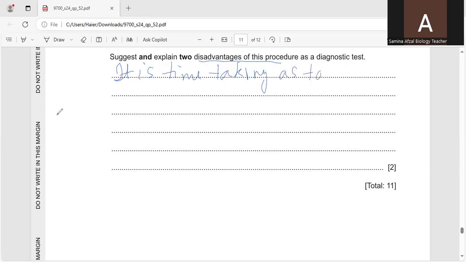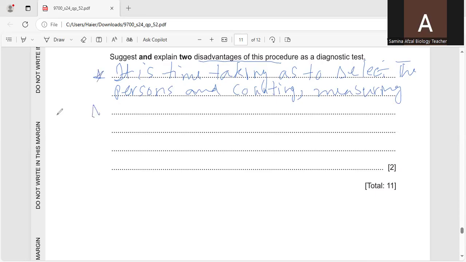It is time taking as you have to select the persons, and counting, measuring, and to adopt the standard method. So it takes time. So this method is time taking.